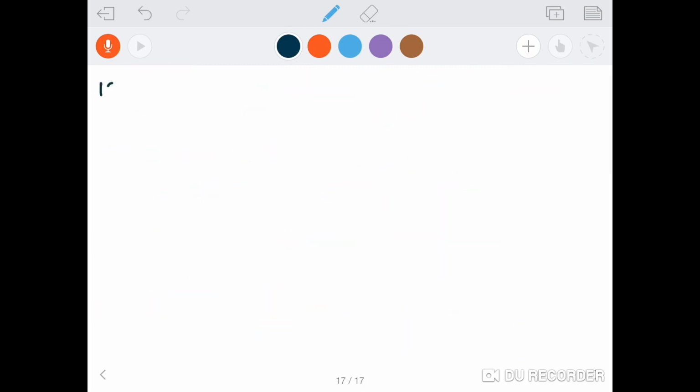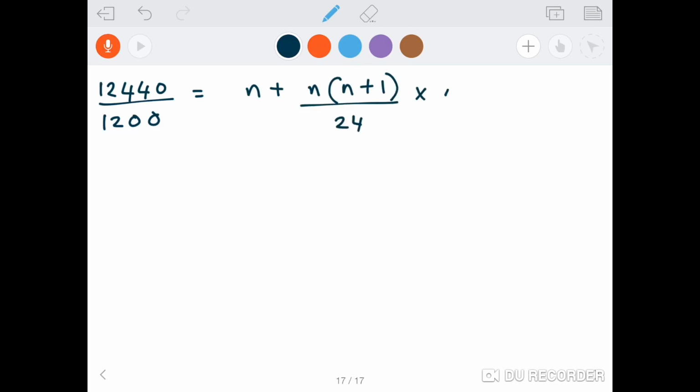So I'll bring 1200 down, so that is going to become 12440 divided by 1200, is equal to n plus n times n plus 1 divided by 24 times r by 100. Now I will substitute the value of r because I feel it's easier for me to take this forward here. You know, r is 8. Similarly, on the left hand side, I'll cancel off the zeros and see if I can simplify it further. What I know is those numbers definitely go by 4. So I will divide the numbers by 4 at this stage.